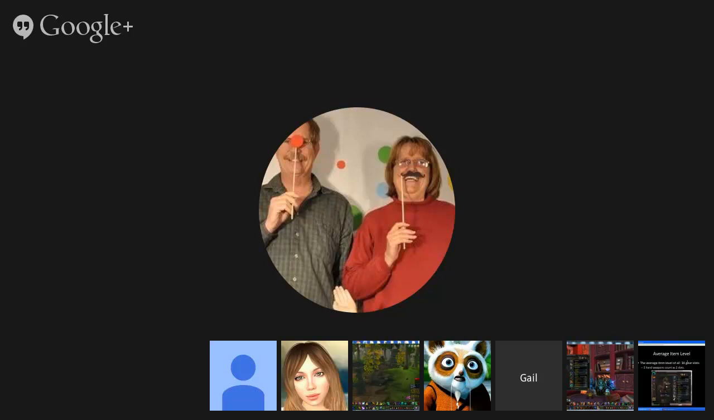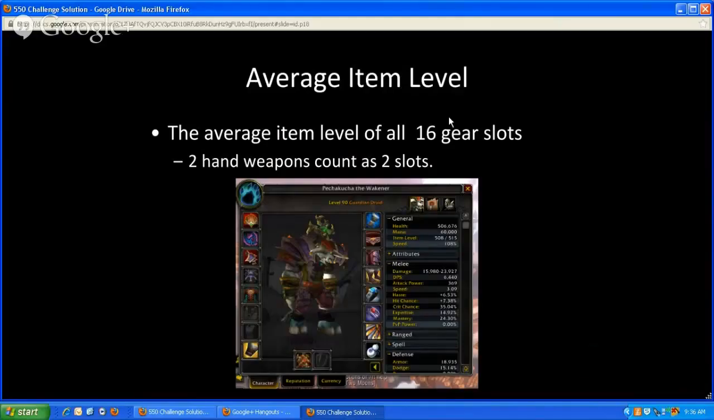So the first thing we have here is the average item level. Let's talk about that. There are 16 slots that Blizz looks at when they determine what your item level is. The caveat is that a two-hand weapon, so a staff, a two-handed mace, a two-handed sword, or a two-handed axe, counts as two slots instead of just one slot.